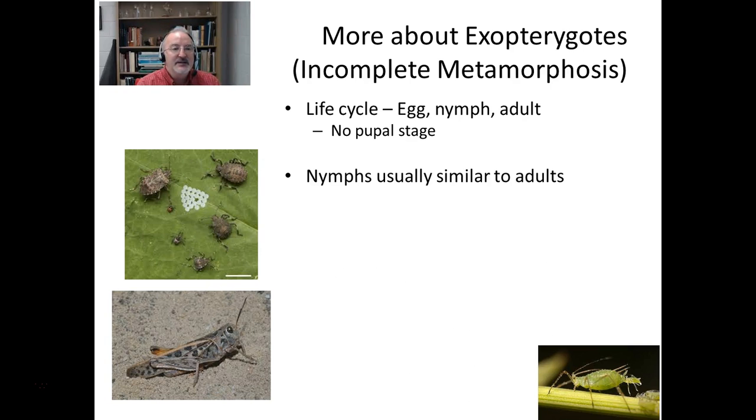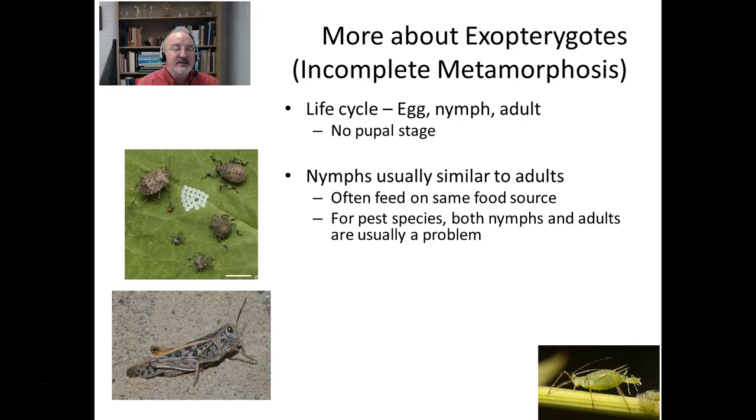The nymphs, as you can see in this picture from the left of stink bugs, are usually similar to the adults. They often feed on the same food source, which means, for pest species, both the nymphs and the adults are usually a problem.